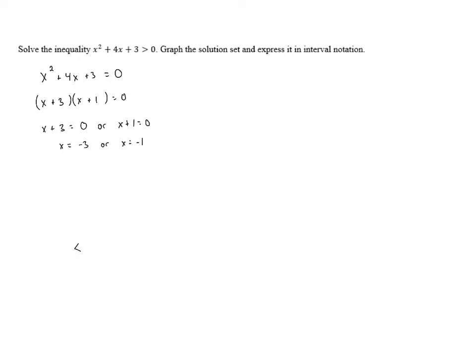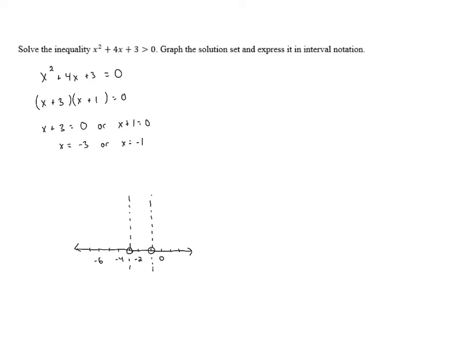Now we need to make a number line, and we want it to include both negative 3 and negative 1. So here we've got 0, negative 2, negative 4, negative 6. We need to plot negative 1 and negative 3, and we're going to use open circles because x squared plus 4x plus 3 is strictly greater than 0. So we've got an open circle on negative 3 and an open circle on negative 1, and these 2 points split up the number line into 3 different intervals. We've got negative infinity to negative 3, negative 3 to negative 1, and then negative 1 to infinity.